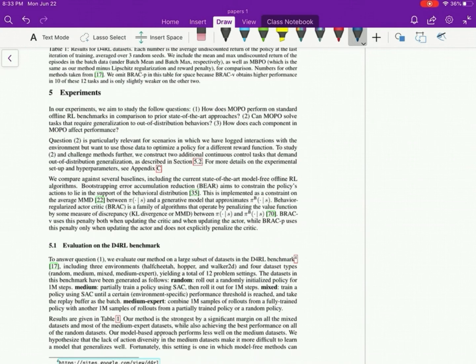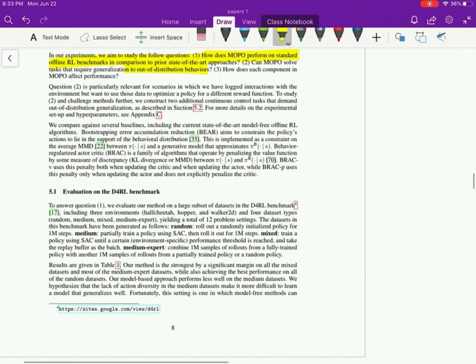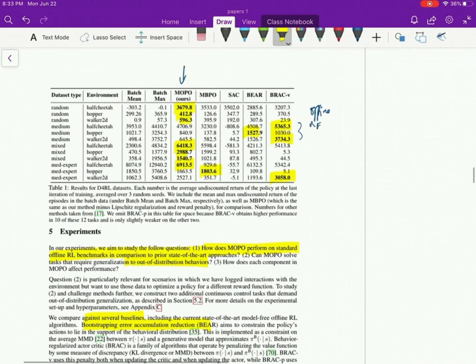Okay, these are divided into 3 sections. The first one is the standard comparison, which we saw in table 1. The second one is out of distribution behaviors. Let's see section by section. Several baselines: BEAR is being used, which we saw here.